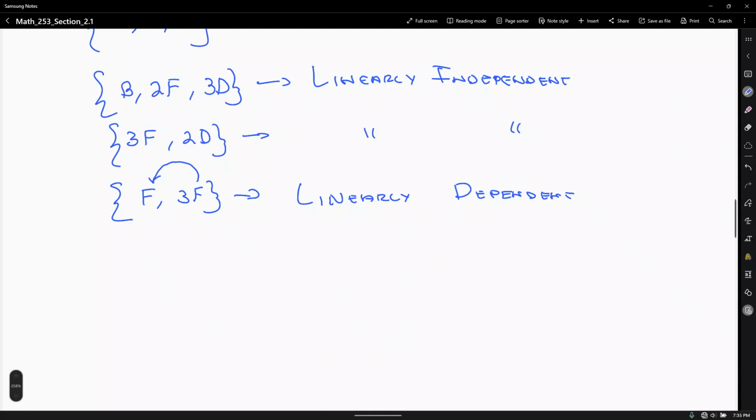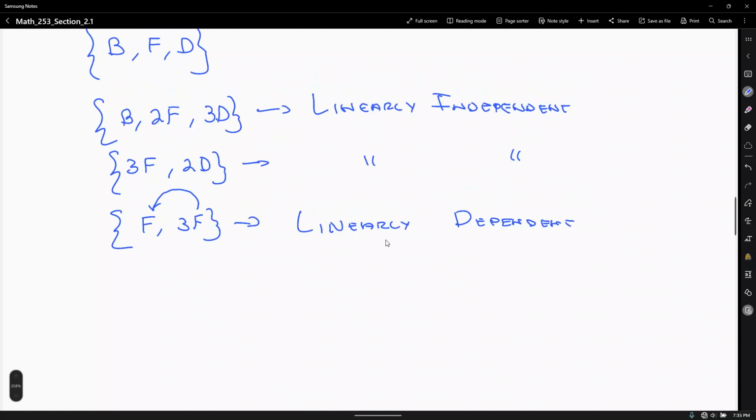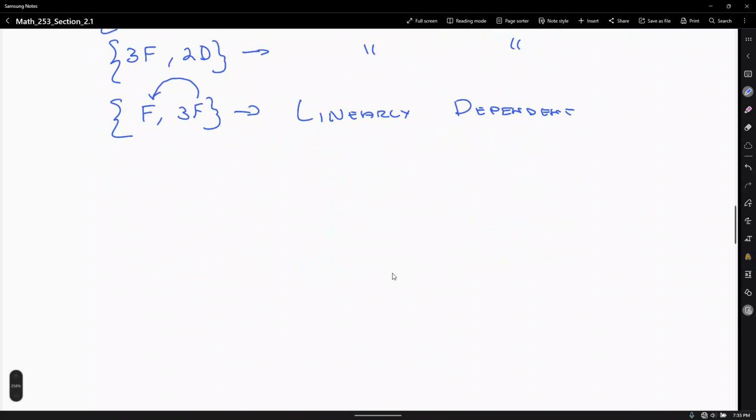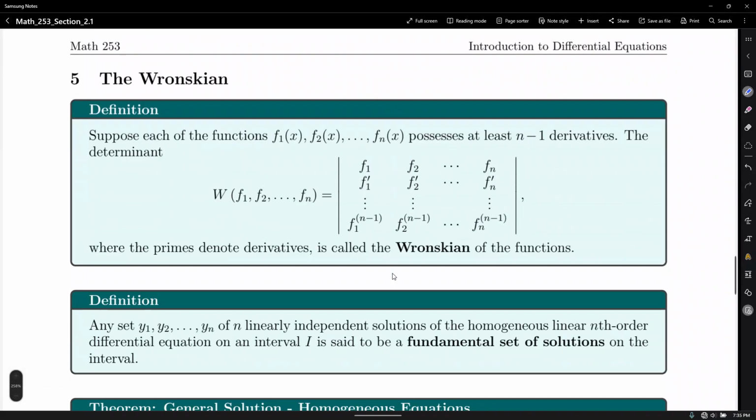Well, what does this have to do with this funky explanation having to do with solutions to differential equations? Well, that's because when we have a fundamental set of solutions, this fundamental set of solutions may be one or the other, independent or dependent. Well, how do we know if this is linearly independent or dependent? Well, we need to obtain the Wronskian of the fundamental set of solutions.